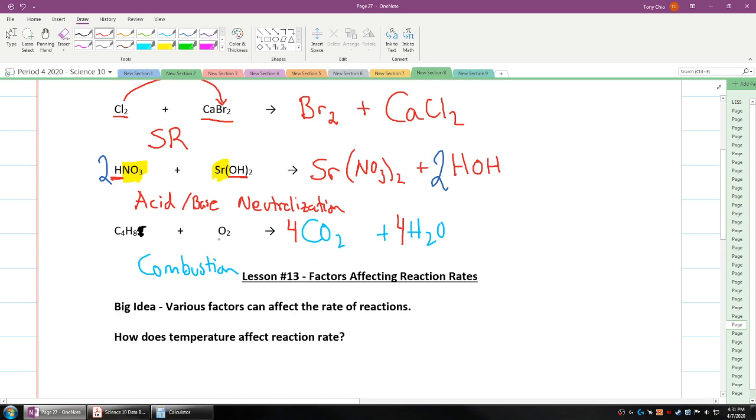Last but not least, you balance out your oxygens. You have 8 oxygens here, you have 4 oxygens here, you have 12 total on the product side. You need 12 total on the reactant side, so you need to put a 6 in front of this. And now they are balanced.